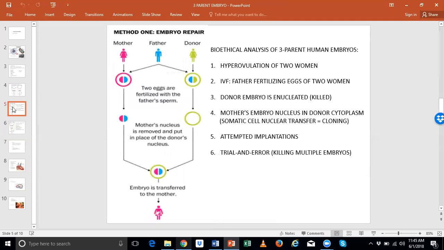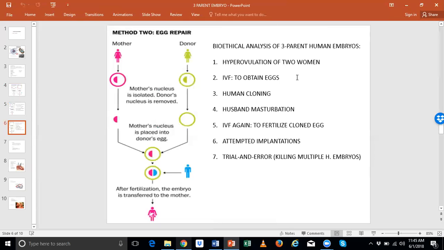Oh, did I jump? I think I skipped. I was doing method 1, right? No. Oh, method 2, okay. All right, so method 2, again, the hyperovulation, the IVF, there are 2 IVFs involved. First, to obtain the eggs. Human cloning also occurs. Husband masturbating. The second IVF engagement is to fertilize the cloned eggs. And then the attempted implantation also, which is trial and error. And so all of these injustices are built in there time and again.